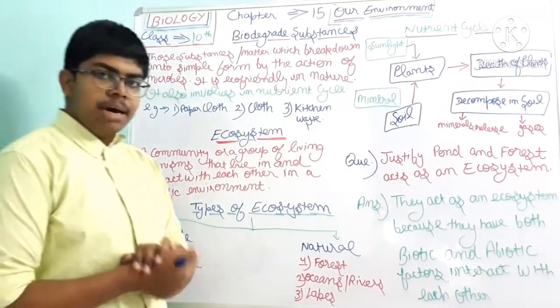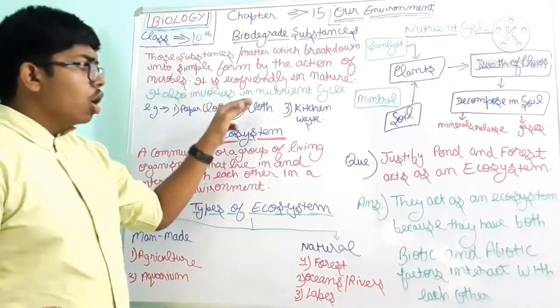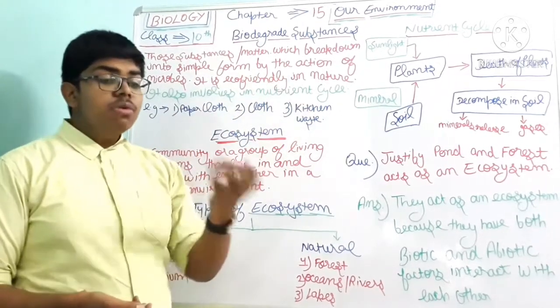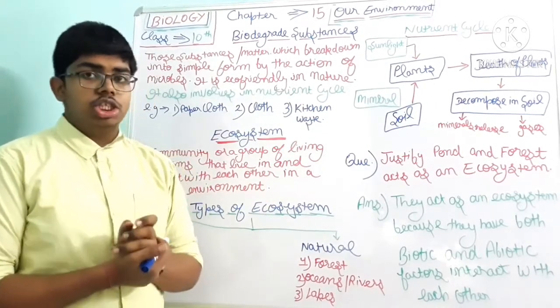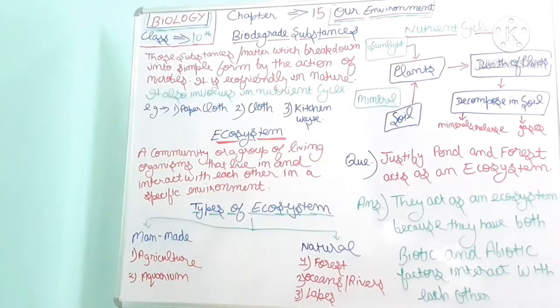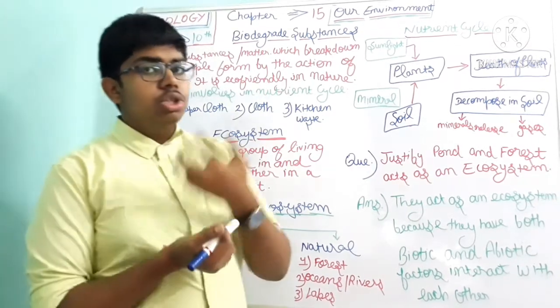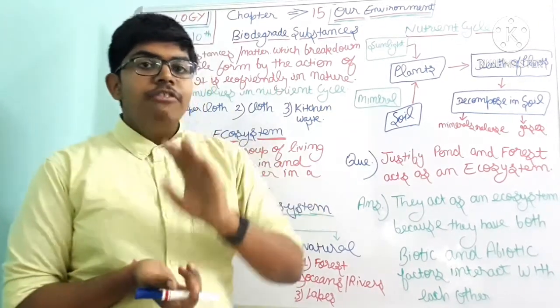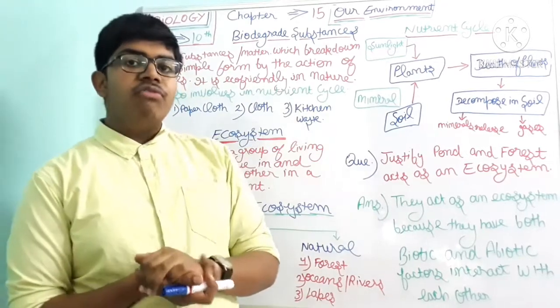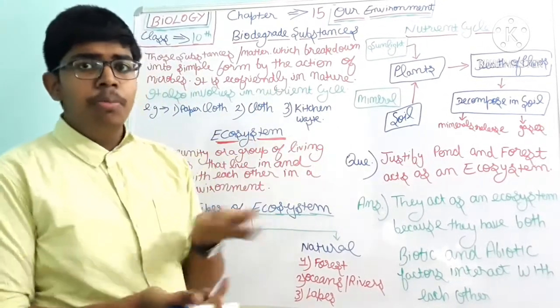Now let's see examples of biodegradable substances. Paper, cloth, and kitchen waste are a few examples. You also hear a term, non-biodegradable substances. Non-biodegradable substances mean those substances or matter which cannot be broken down into simpler form by the action of microbes, just like plastic and many more.